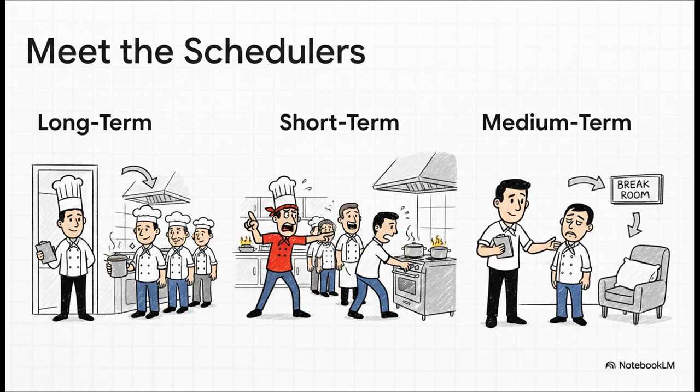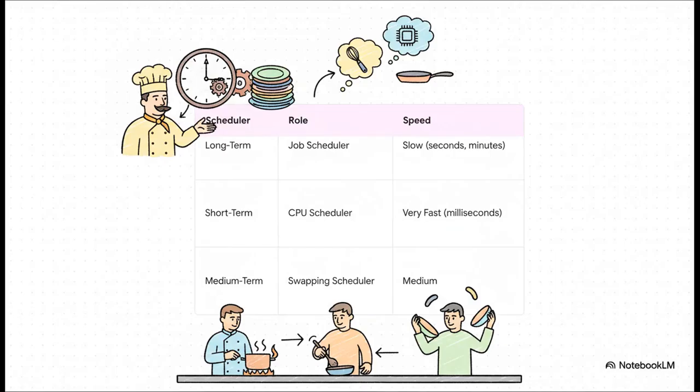Then you have the short-term scheduler. This is the expediter, the one shouting which cook gets the head chef right this second. And then there's a medium-term scheduler who can basically tell a cook to go on a break if the kitchen just gets way too crowded. And you can see right here how their jobs dictate their speed.